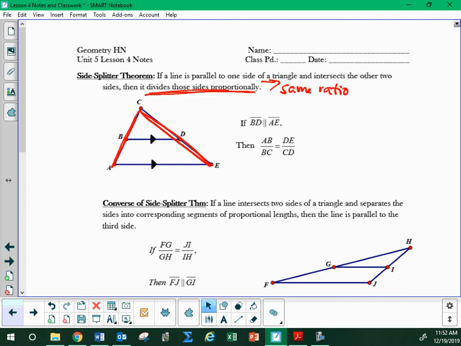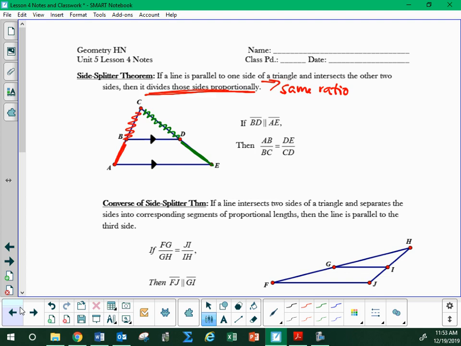Same ratio. So again, last class we said you would have to compare your small triangle on top to the big triangle. Well, now we know that when the lines are parallel, we can go ahead and set up a proportion. So what we have is AB compared to BC is equal to DE compared to CD. So this proportion is true. Now notice I went in the same order: AB to BC, so bottom to top, equals DE to CD, bottom to top.